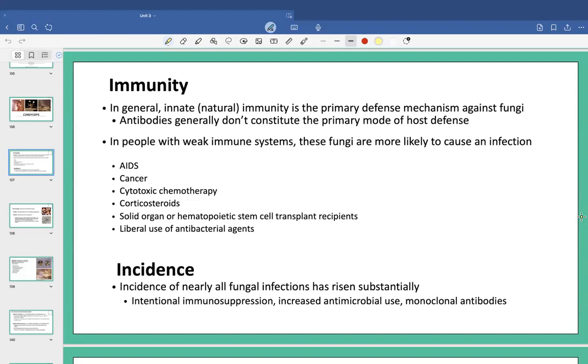Outside of a weakened immune system, other patients who might be susceptible to fungal infections are obese patients, and patients who have exposure to prolonged moisture, so think about sweaty feet, sweaty body parts, that type of thing, or poor hygiene.